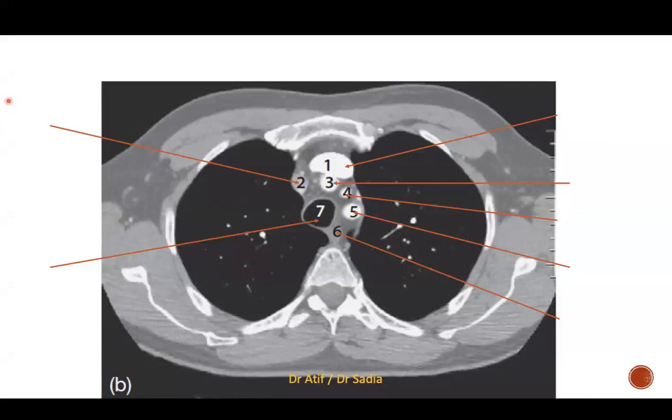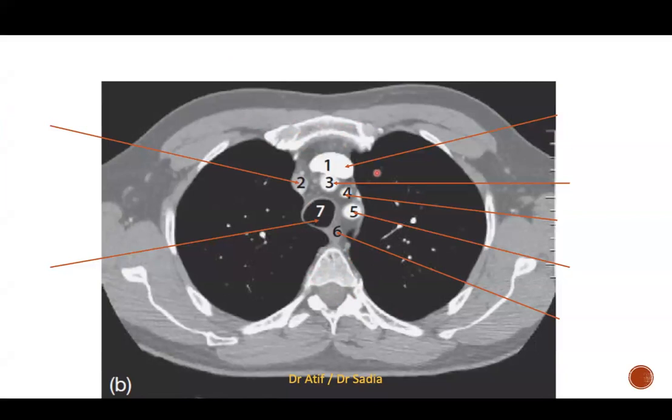Now, what's anterior and what's posterior? You can do this in two ways. The easiest way, and my personal favorite, is you look at the vertebra. This obviously is at the back. So this is posterior and this is anterior, and this is the sternum bone, as you can see. So you can either use the sternum or the vertebra.